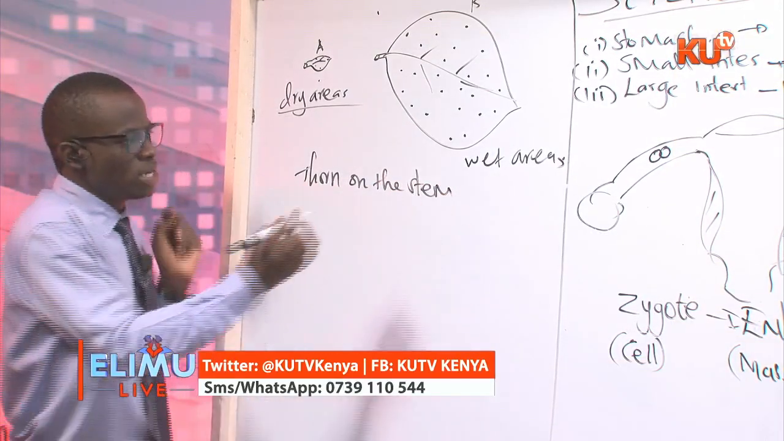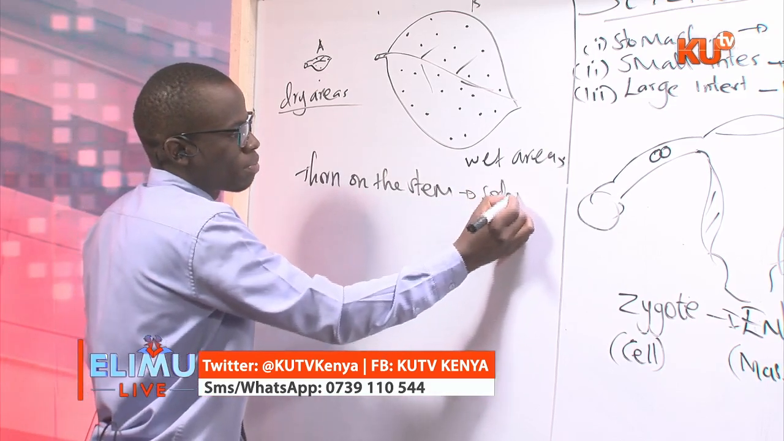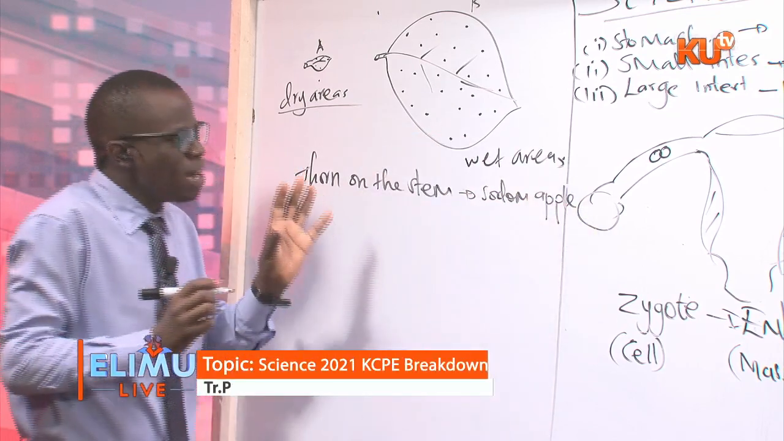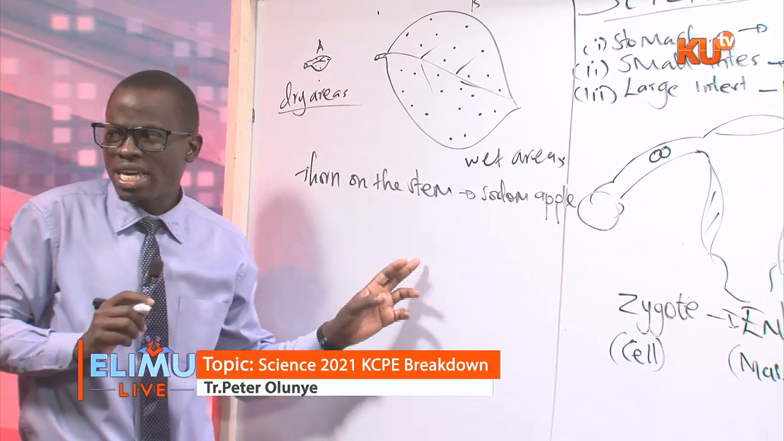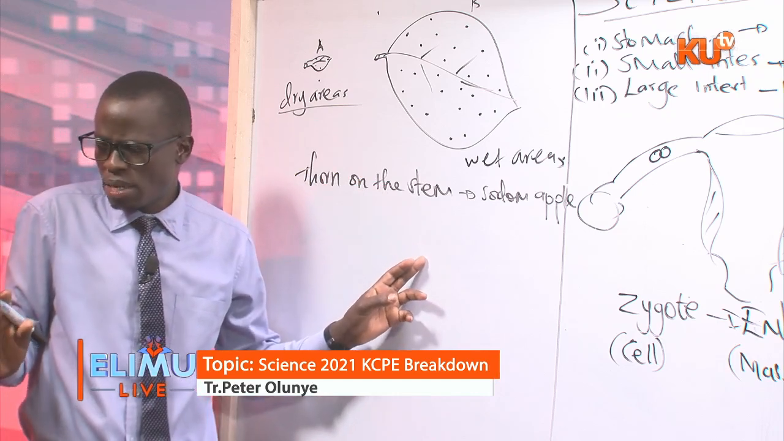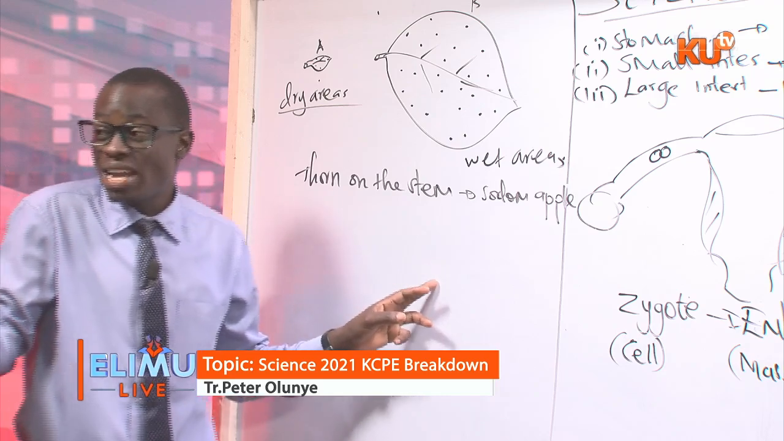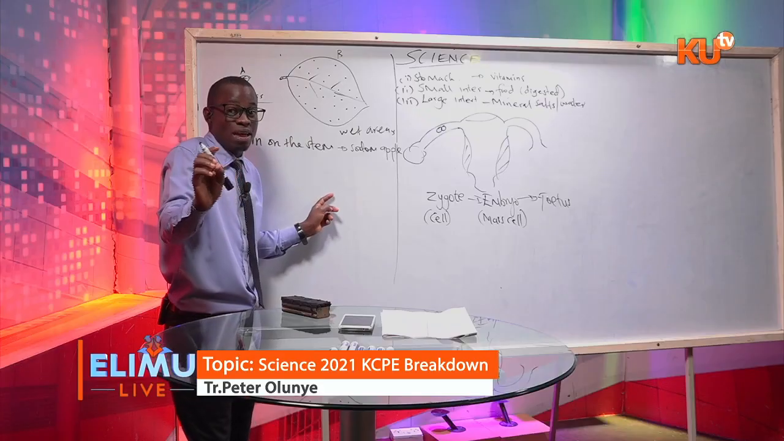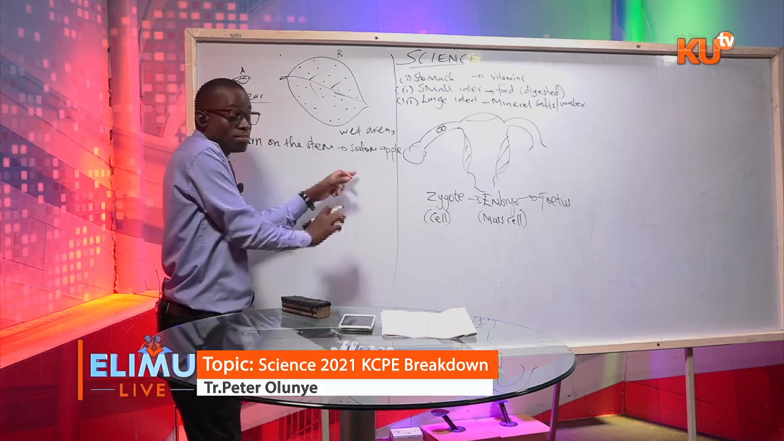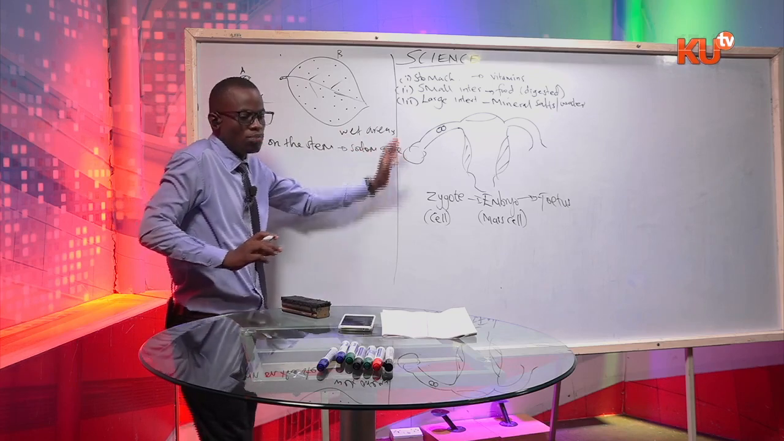Thorn on the stem becomes a characteristic for Sodom apple. Remember, the question was not talking about thorns on the fruit. If they talk about thorns on the fruits, then you can also think about the thorn apple. But here they were talking about thorn on the stem. So thorn on the stem becomes a characteristic of Sodom apple.